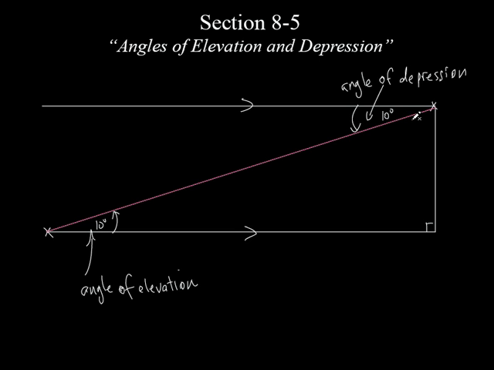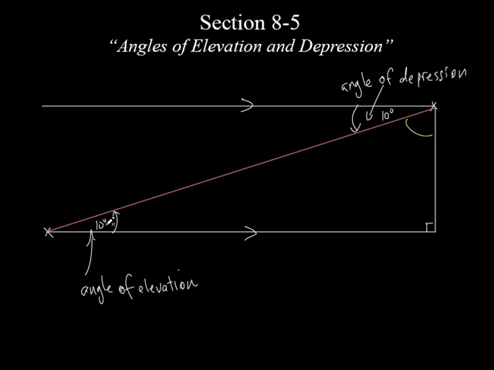Here's a common mistake. Common mistake is that people call this angle right here the angle of depression, because it's inside the triangle, but it's not. Remember, the angle of depression is from where? From the horizontal down to the line of sight. The angle of elevation is where? From the horizontal to the line of sight. Those two angles are exactly the same.